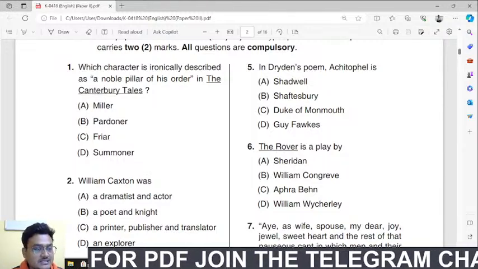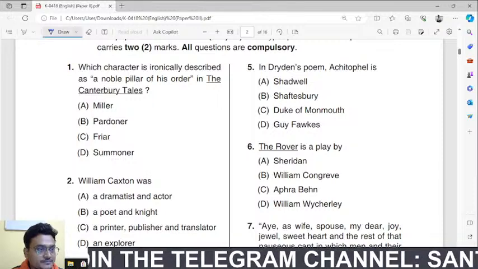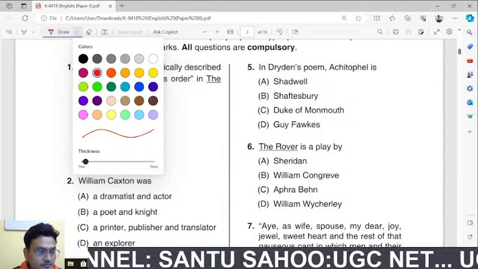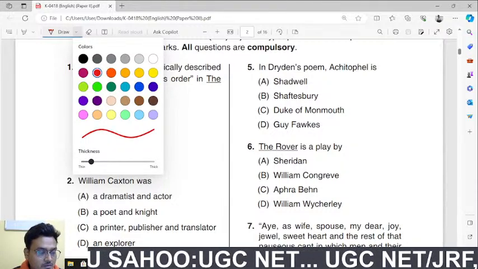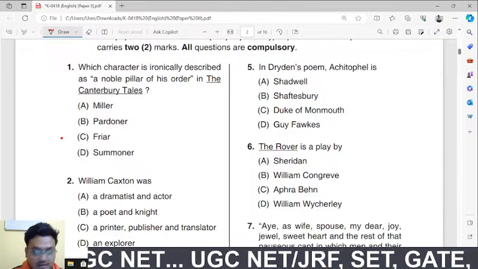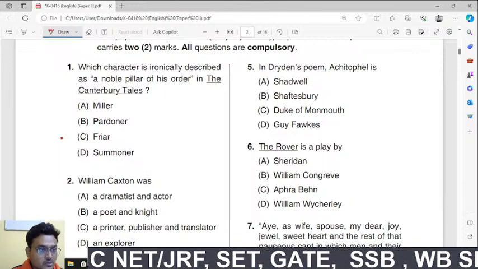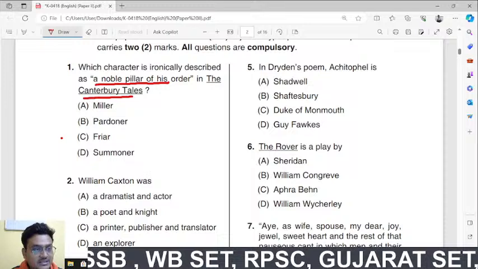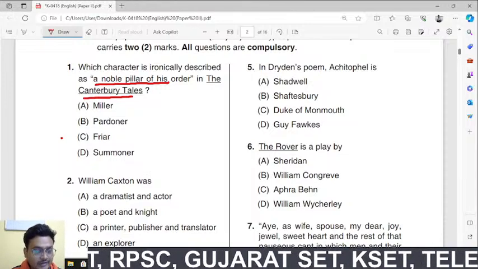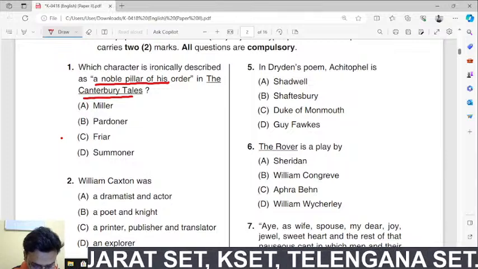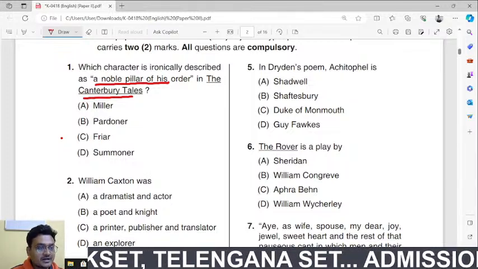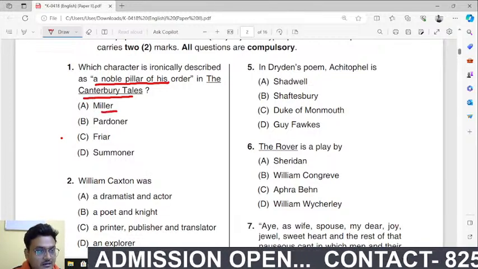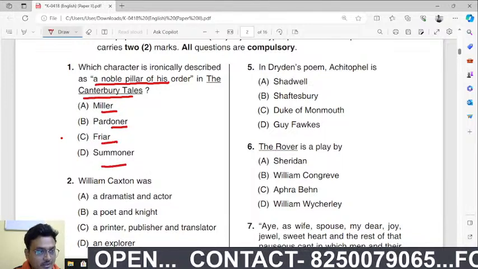Okay, so the first question is: which character is ironically described as a noble pillar of his order in the Canterbury Tales? It is actually in the General Prologue to the Canterbury Tales where one of these characters has been described as a noble pillar of his order. Your options are Miller, Pardoner, Friar, Summoner. What would be the right answer here?